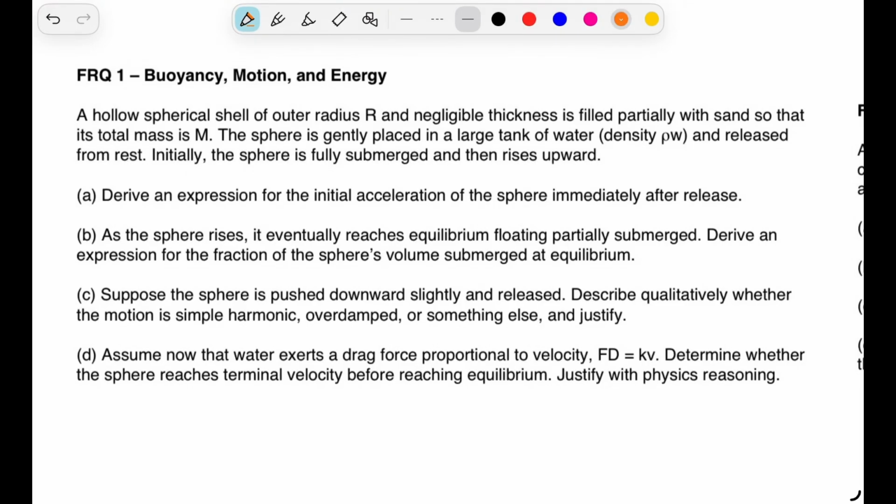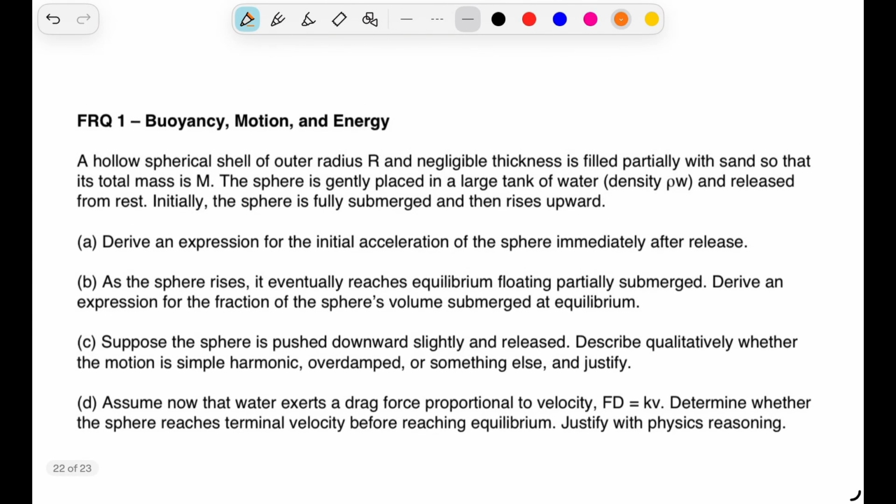In this video, we're going to be doing 2 FRQs for AP Physics 1, Unit 8, fluids, and they're not bad at all, and we'll walk through them.